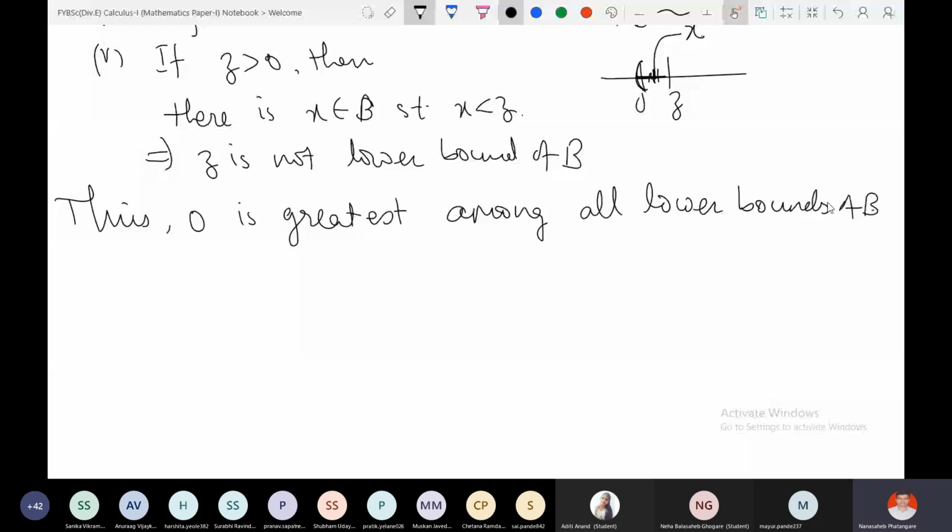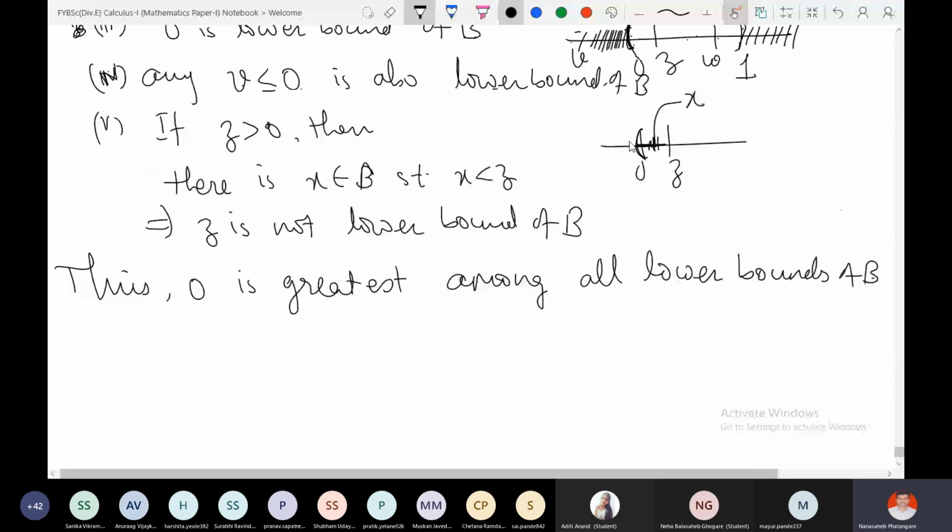of set B, because -1 is a lower bound, -1.5 is a lower bound. So there are many lower bounds. 0 is a lower bound, but if you go slightly to the right side of 0, then immediately we can see that there are members of the set which are not greater than it. So any number greater than 0 cannot be a lower bound. So 0 is the greatest among all lower bounds.